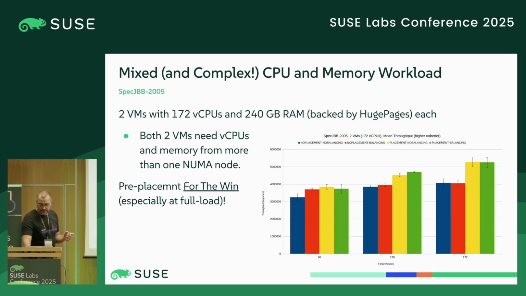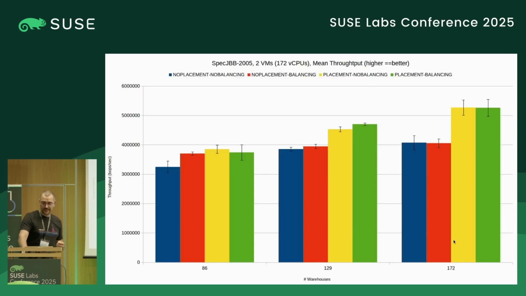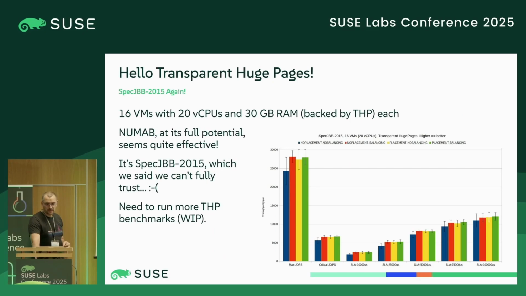And as you can see, this is an even more evident situation where doing some placement helps, especially again when the load is high enough, we have the placement-enabled cases going sensibly faster, or I mean, having higher throughput than the other ones.